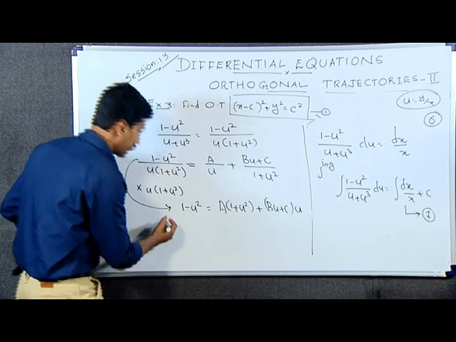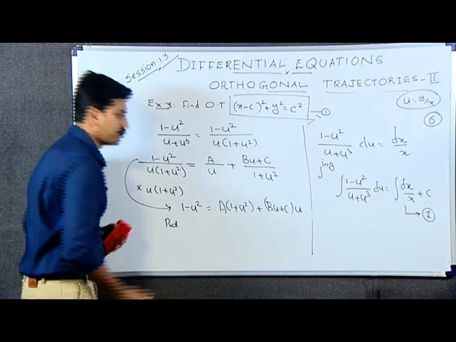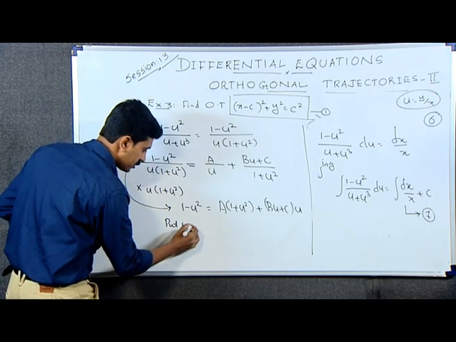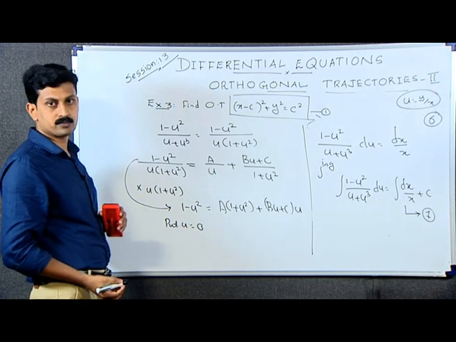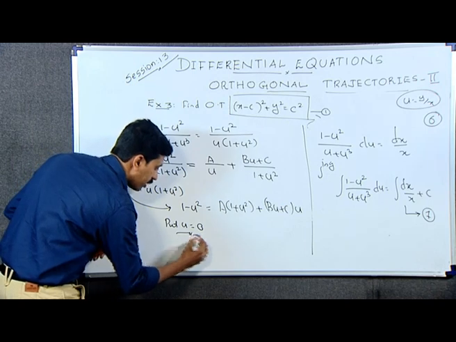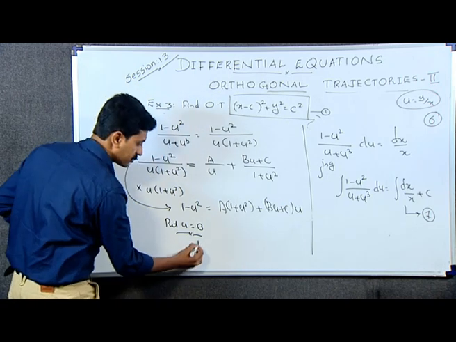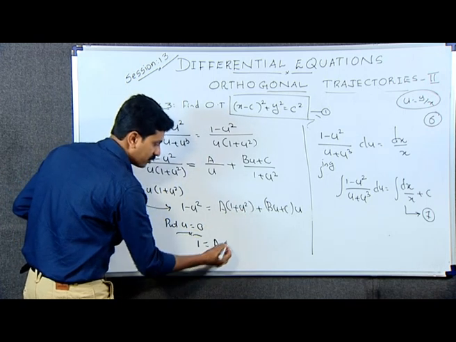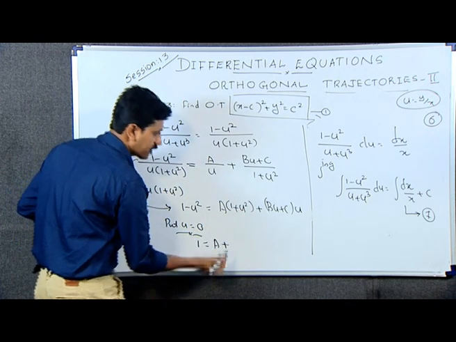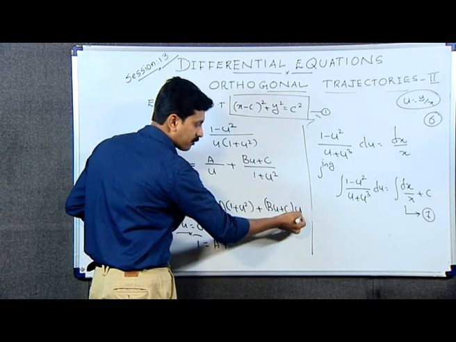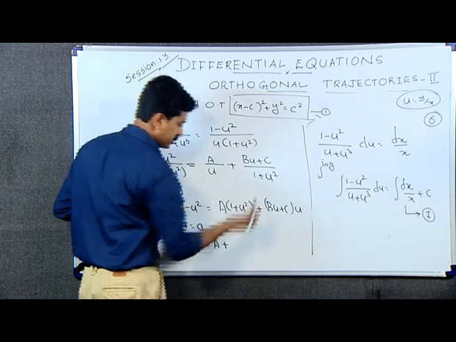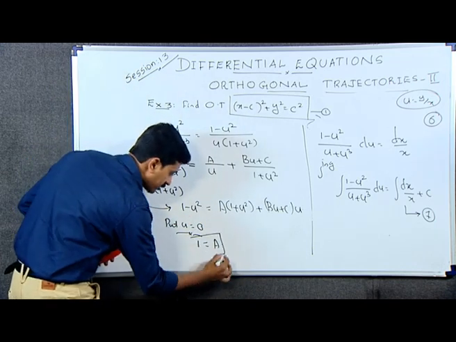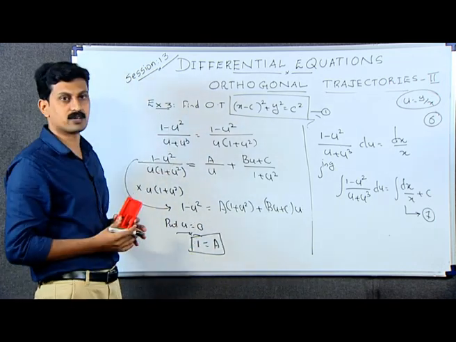So, see, I am putting u equal to 0. What will happen while putting u equal to 0? 1 minus u square is 1, a into 1 plus 0 is a, and b u plus c multiplied by u is 0, therefore only a will be there. Therefore, a is equal to 1, we have got a is equal to 1.